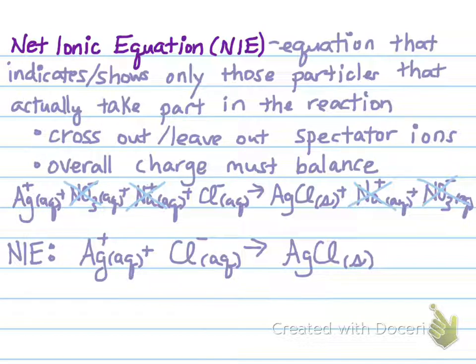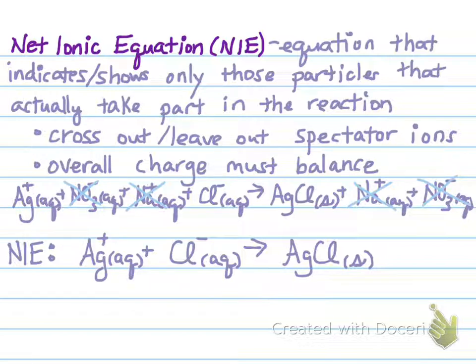Okay, I have silver nitrate dissolved in water. I have sodium chloride dissolved in water. When I react them together, the silver ions go and find the chloride ions and they form a precipitate. They form a solid. So this is our net ionic equation.